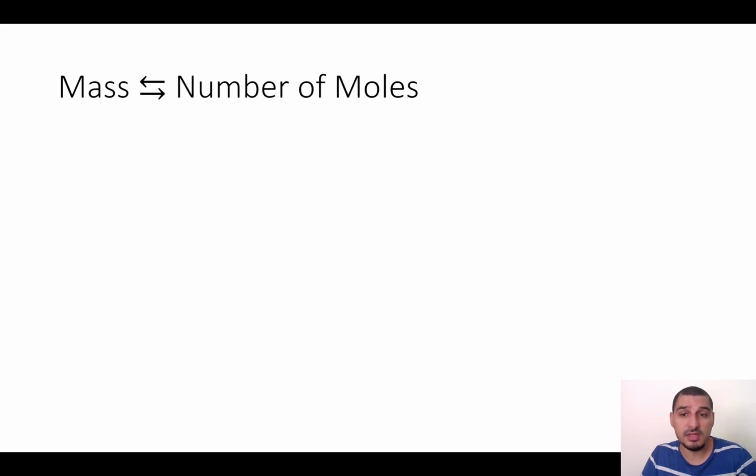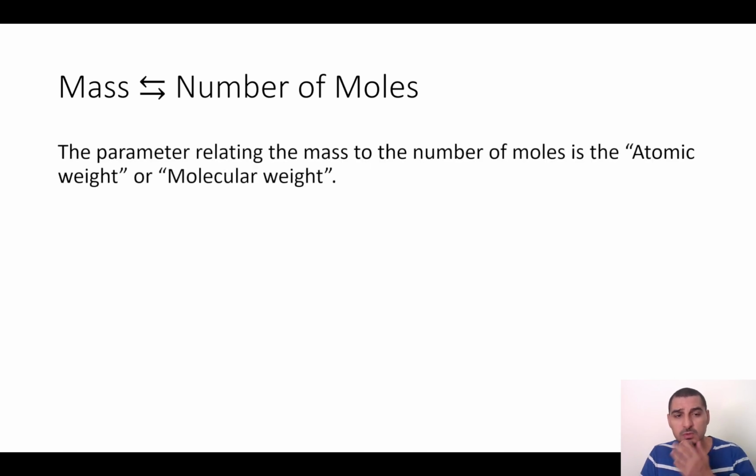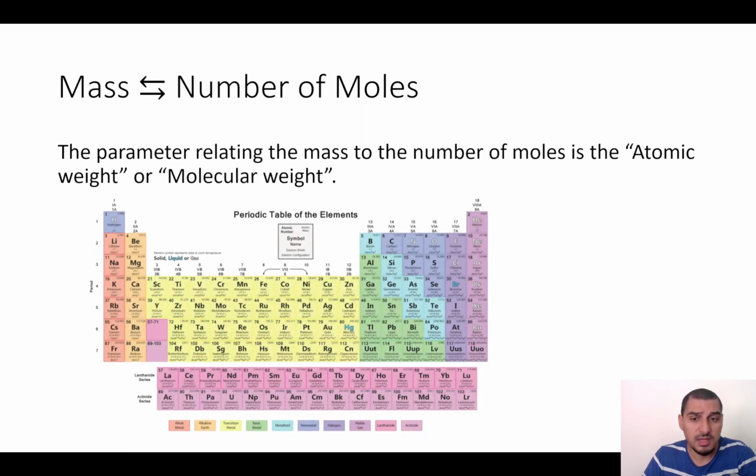There is another parameter that we use to convert from mass to number of moles, and to do this we need to recall that there is a parameter that's called the atomic weight or molecular weight, and it represents the mass of a molecule or an atom, and we can find this in the periodic table.